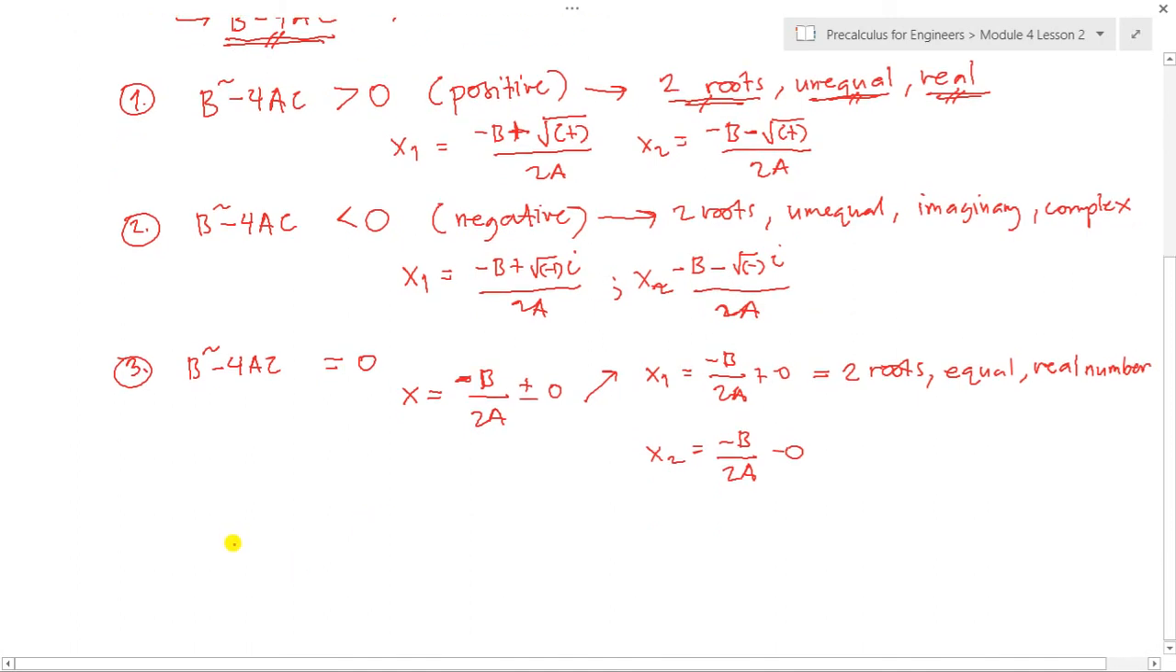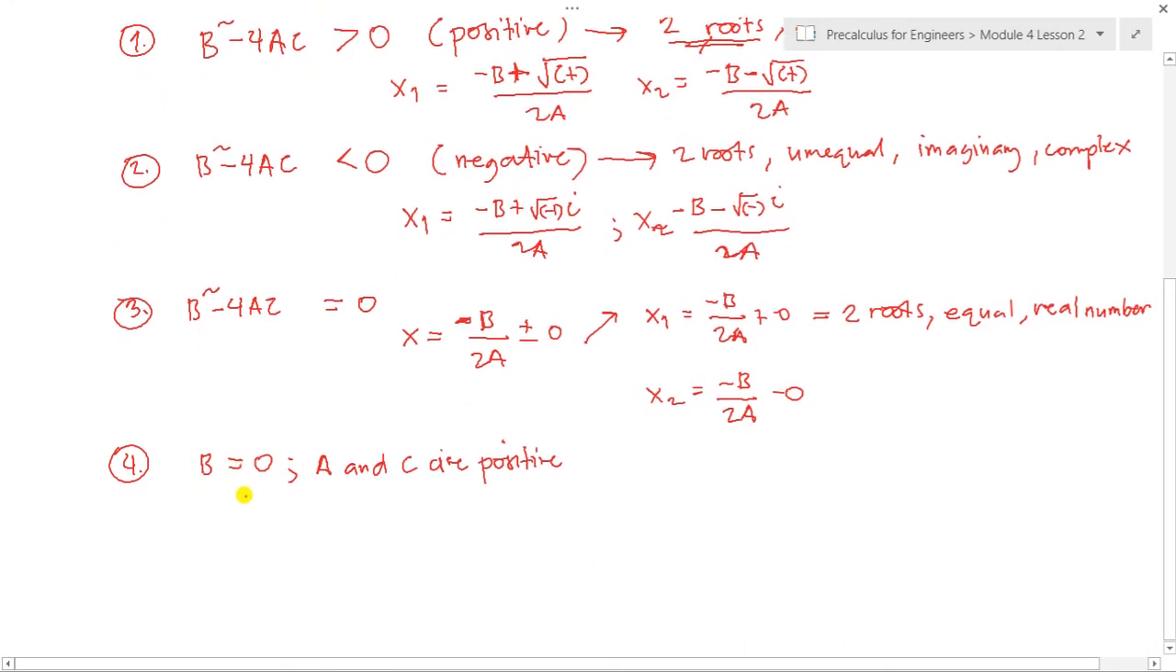So, ayun lang yung ating tatandaan, class. And then I think meron pang isa siguro. Okay, idadagdag lang natin. Let's say our b is 0. So wala tayong b dito. And then a and c are positive.